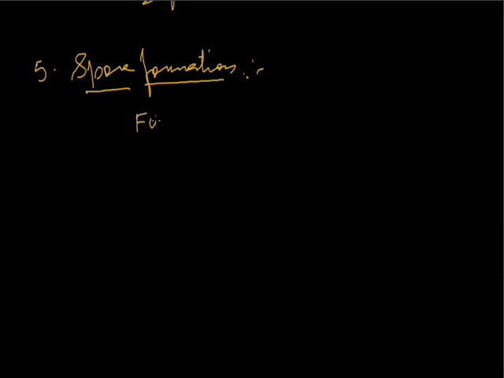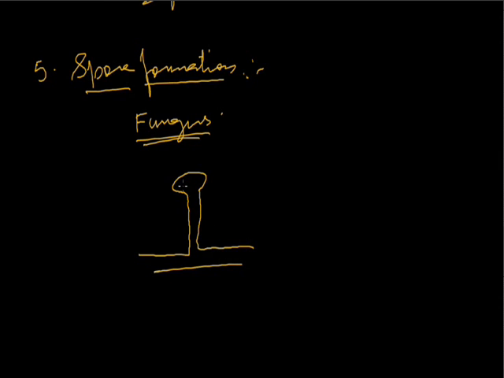The last part of this is the spore formation. Spores are very small particles. They are like the seed, but we cannot see them by the naked eye. So the spores are formed by the fungus. The fungus are present in the form of hyphae. Suppose this is the hyphae of the fungus and this is the sporangium, which will produce the spores inside it. The spores are very minute, we cannot see them by the naked eye.